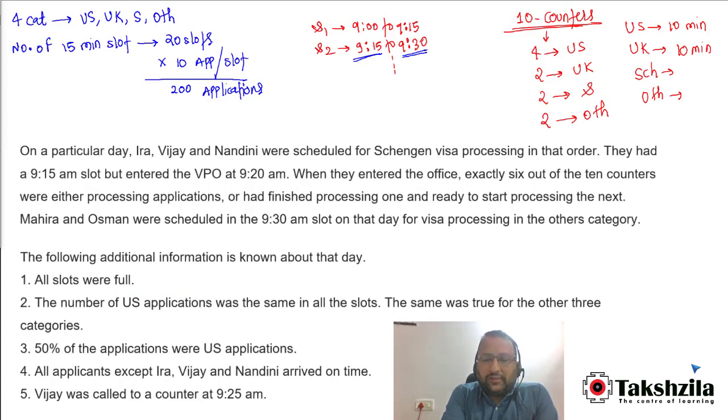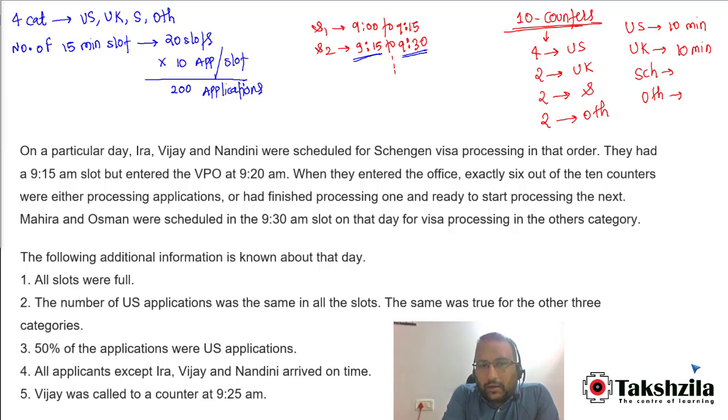So over here we are done with the first two paragraphs. Now let's read the third paragraph. On a particular day, Ira, Vijay and Nandini were scheduled for Schengen visa processing in that order. Means first Ira, Vijay and then Nandini. The order is fixed. They had a 9:15 AM slot but entered the visa processing office at 9:20 AM. When they entered the office, exactly 6 out of the 10 counters were either processing applications or had finished processing one and were ready to start processing the next.